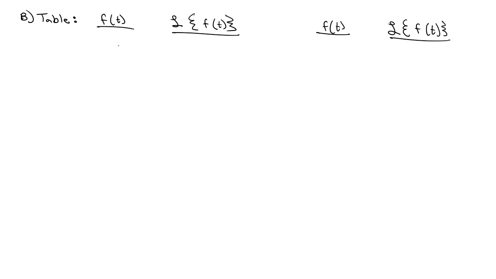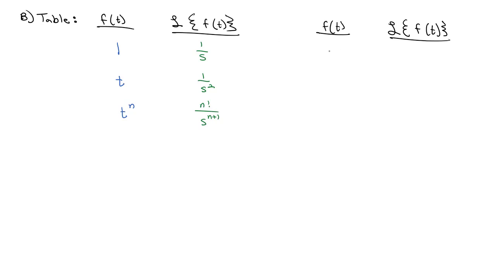So the first function we're going to look at is the Laplace transform of 1. The Laplace transform of 1 is 1 over s. Then we might be interested in the Laplace transform of t. Well, the Laplace transform of t turns out to be 1 over s squared. In fact, you might be noticing a pattern. If we took t to any exponent n, we would say the Laplace transform is n factorial over s to the n plus 1.